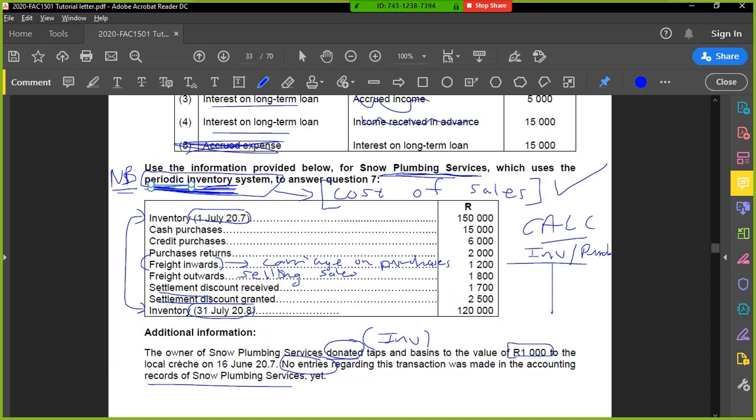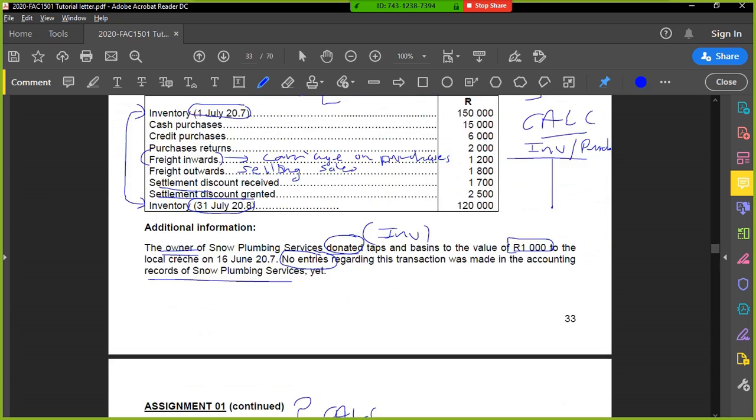The only thing that we haven't looked at yet was the donation. This is a donation from the owner of Snow Plumbing Services. The owner donated taps to the value of 1,000 to a local creche. What's happening here? It's an expense, I think. No, it's not an expense. He's giving taps and basins.